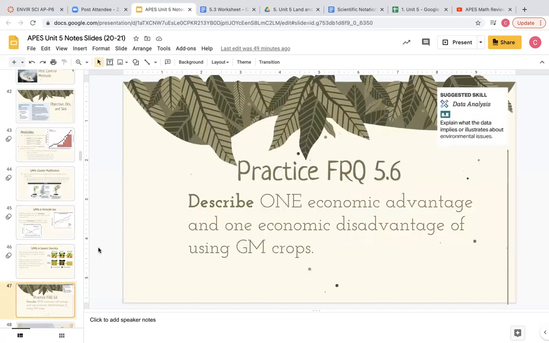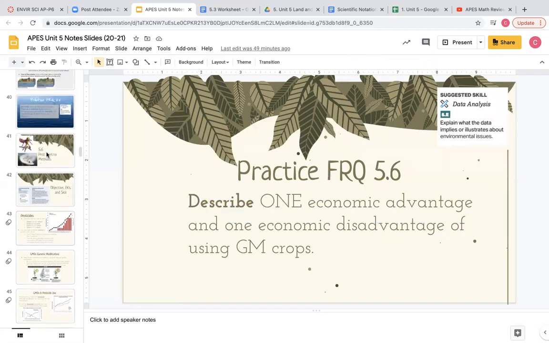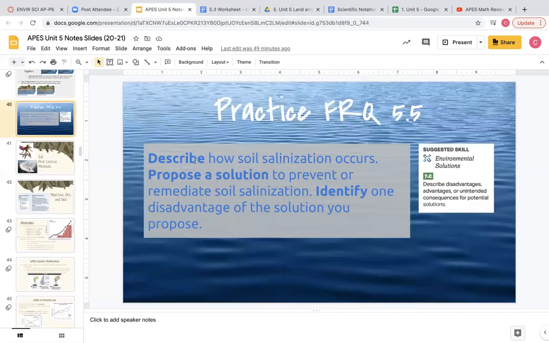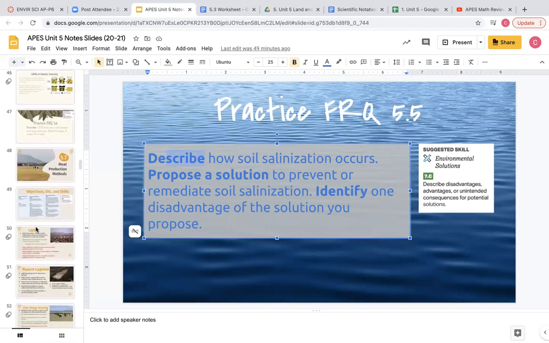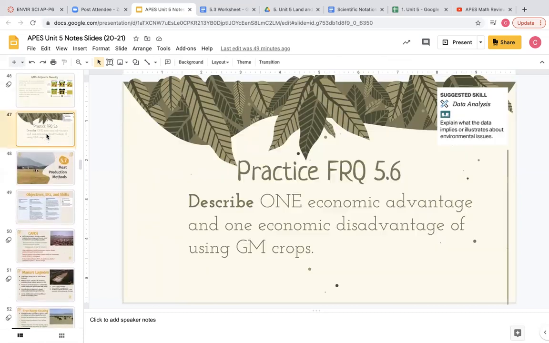So a practice FRQ here would be: describe one economic advantage and one economic disadvantage of using genetically modified crops. And I'm going to type these up as kind of like an exit ticket, your practice FRQs. So make sure to think about, what does the word describe mean? What do I want you to write there? And on the one for 5.5, we have describe and identify again. So I will try to link that sheet where I showed you what to do for each word into Canvas so that you can look at that for that exit ticket.